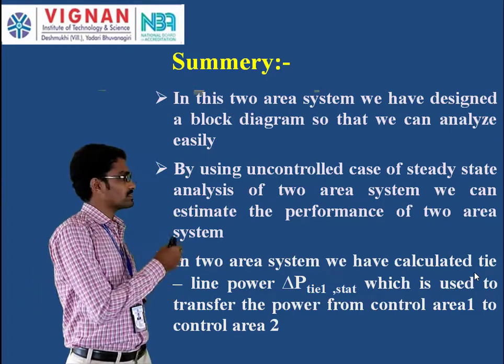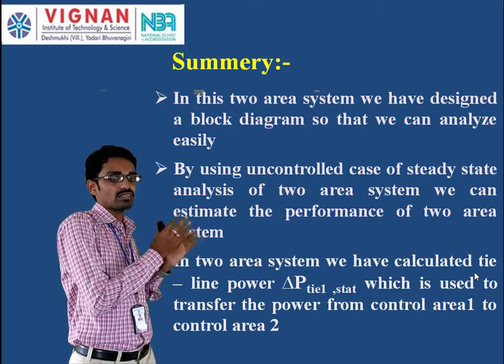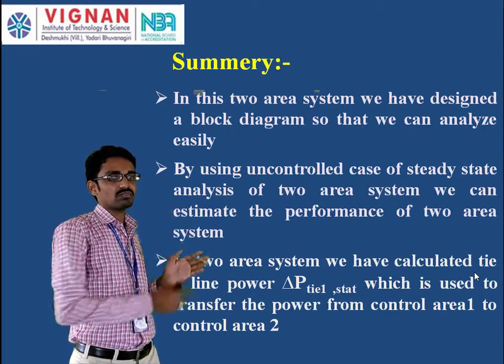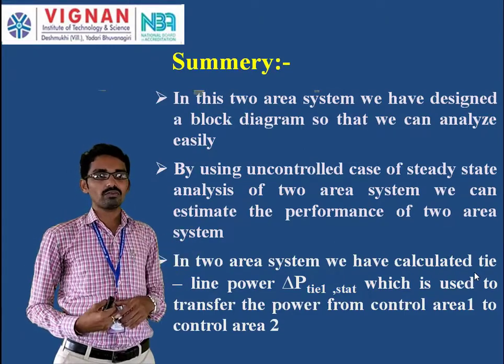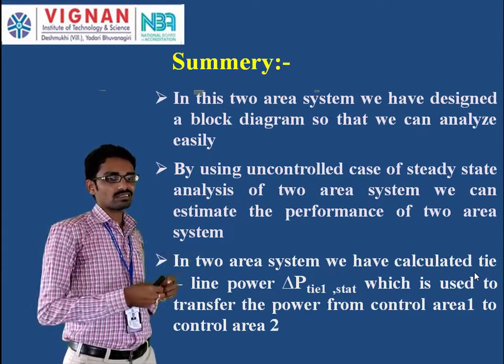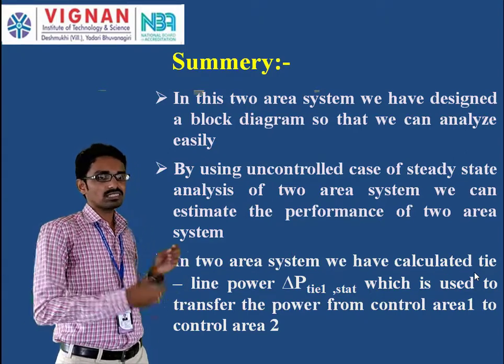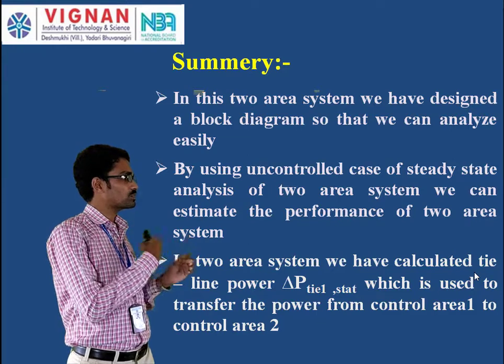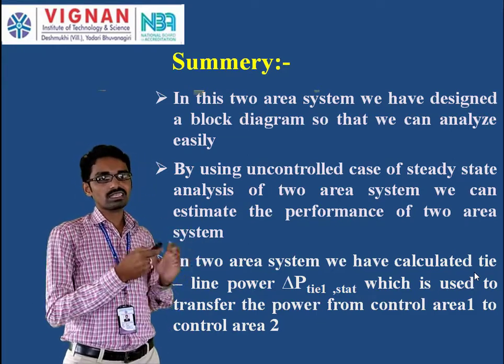Here having a two area system, what is the performance, how is it going to work, what is the tie line power, how is it going to work. That is going to be with the help of the uncontrolled case. We can estimate the power performance. In the last case we have calculated the tie line powers, which are used to transfer the power between the two areas, that is control area 1 and control area 2. You are going to get transmission of the power.